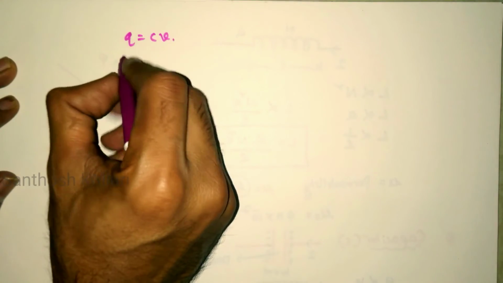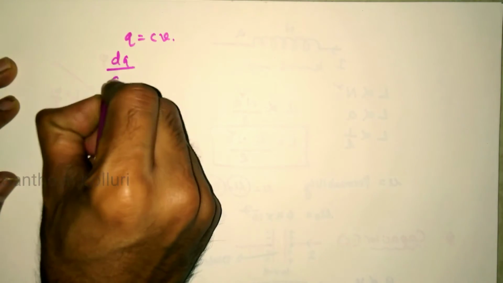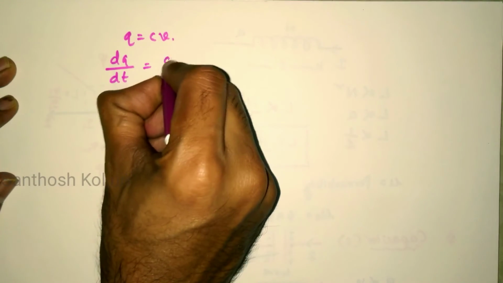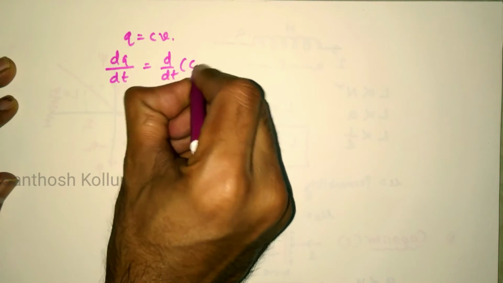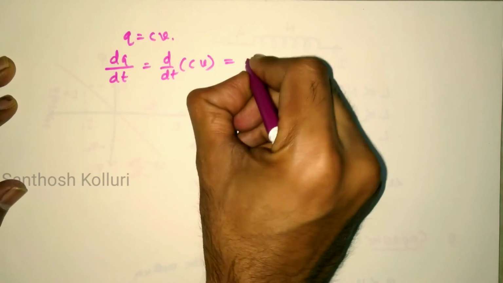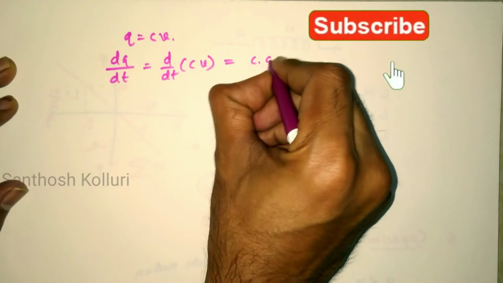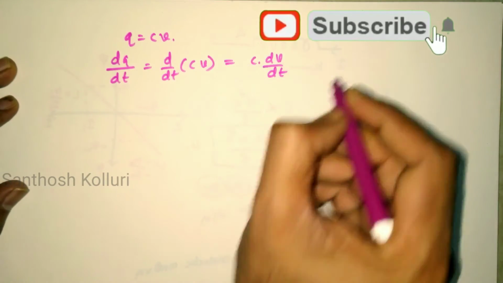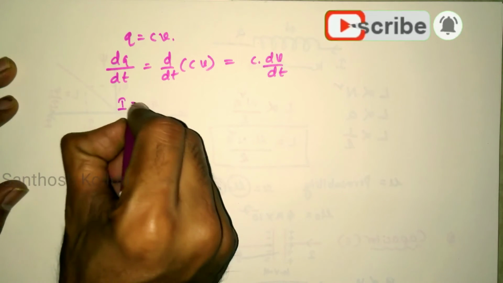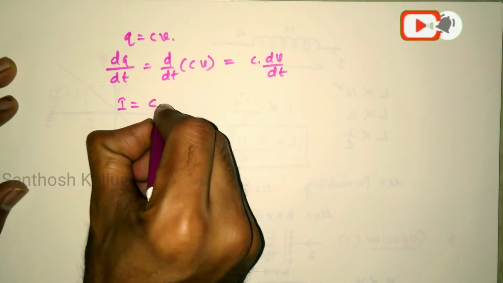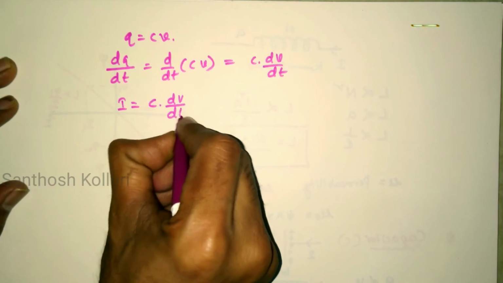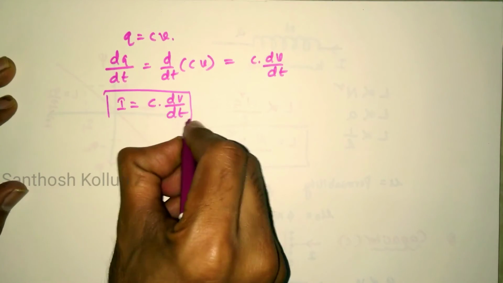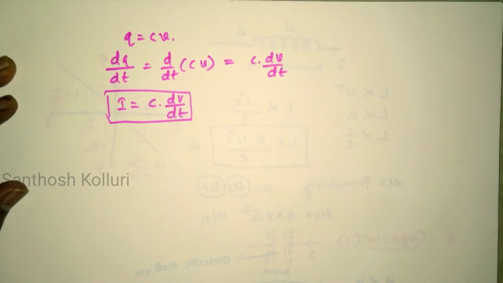If I differentiate this, dq by dt is equal to d by dt of C into V, which can be written as C into dV by dt. So dq by dt is known as the current I, which is equal to C into dV by dt. This is the current flowing through the capacitor. The formula for current is I equals C into dV by dt.